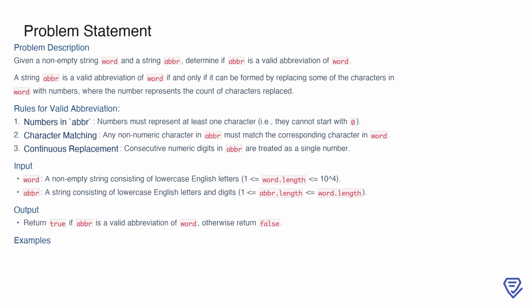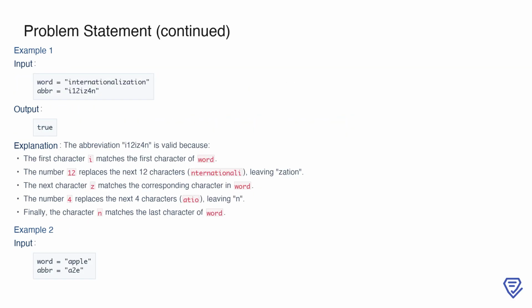The input constraints ensure that word and ABBR are non-empty, and the length of ABBR will never exceed the length of word. The output is a Boolean value, true if ABBR is a valid abbreviation of word, and false otherwise. Let's look at the first example to understand these rules better.